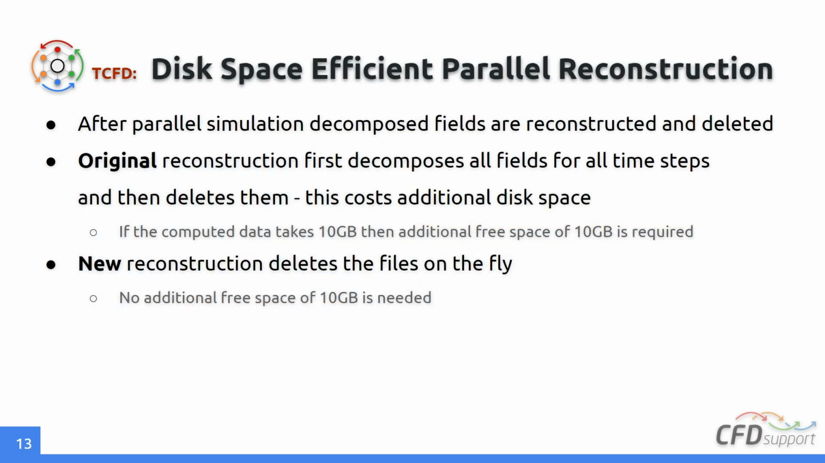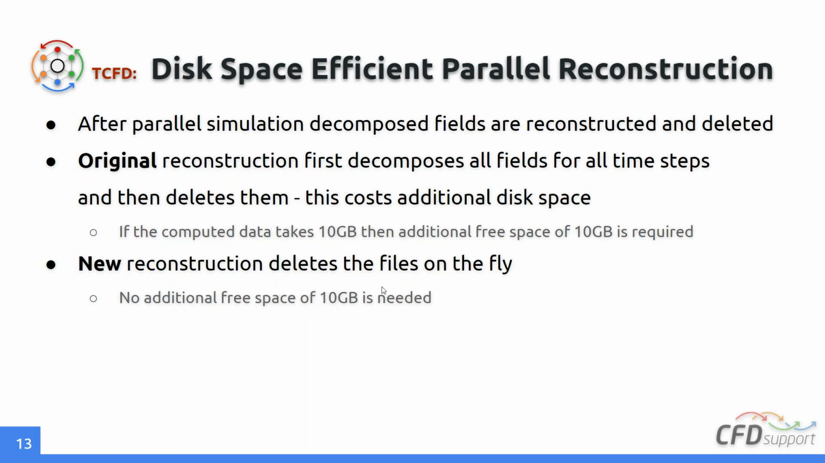Then some kind of, I have to say, user hidden features, but which are very, very useful. One of them is the disk space efficient parallel reconstruction. So what does it mean? The original reconstruction works as follows.